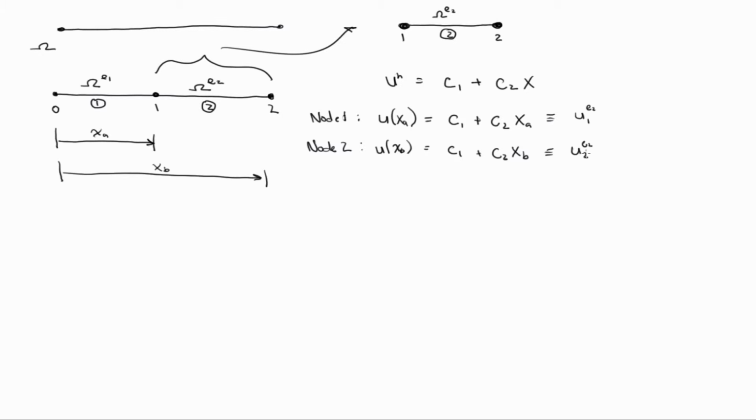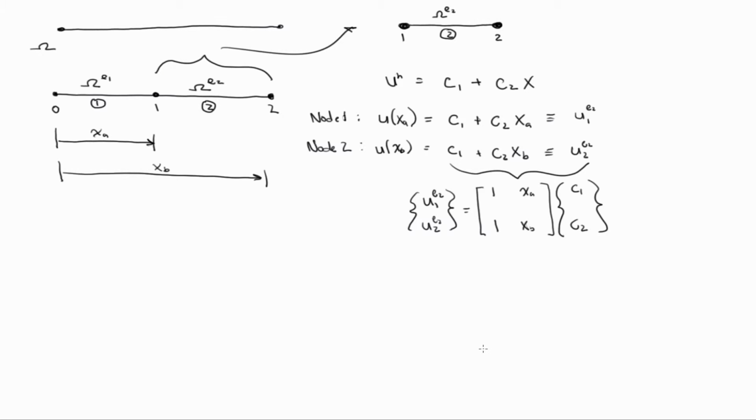Okay? So I'm just going to rewrite these equations in matrix form. So I have U1 E2, U2 is equal to [1 XA; 1 XB] times [C1, C2]. So then in matrix or vector notation, I might call this vector UE2 is equal to, I'll call this A, and I'll call this C.